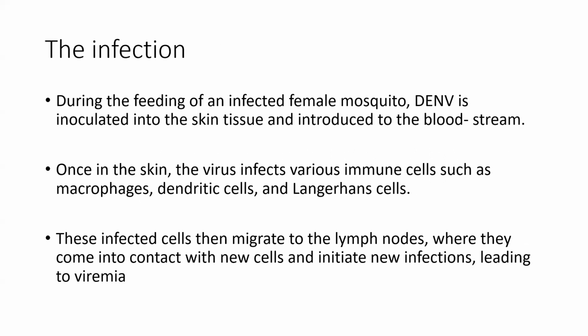Now, regarding the infection. During feeding of an infected female mosquito, dengue virus is inoculated into skin tissue and introduced into the bloodstream. Once in the skin, the virus infects various immune cells such as macrophages, dendritic cells, and Langerhans cells. These infected cells then migrate to the lymph node where they come in contact with new cells and initiate new infection, leading to viremia.